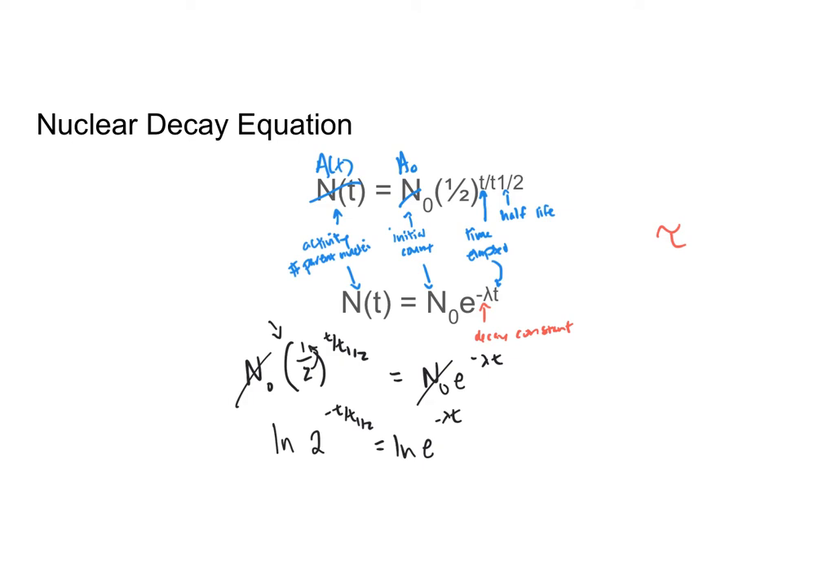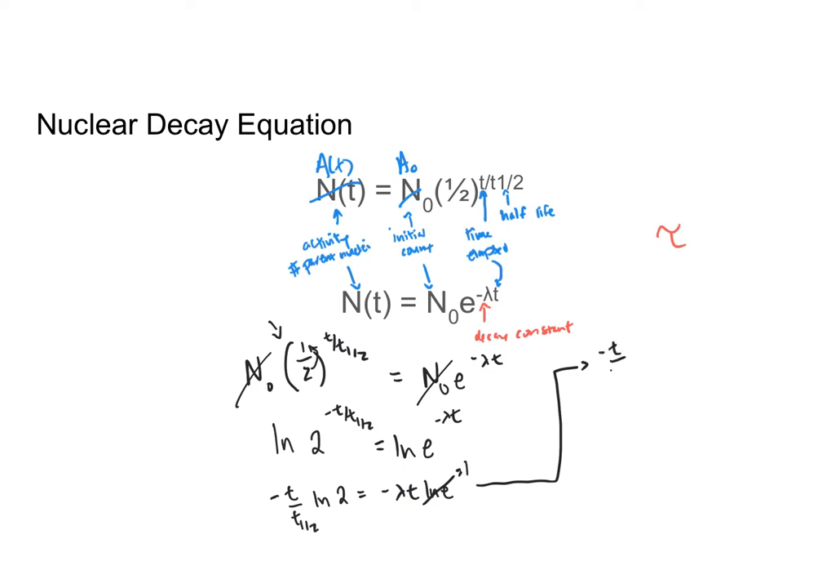So now that I have the natural log, I can move my t over t1/2 and my lambda t to the front of my equation. So I can say negative t over t1/2 times the natural log of 2 is equal to negative lambda t times the natural log of e. Simplifying this further, the natural log of e is 1, so the right side of my equation becomes just negative lambda t.